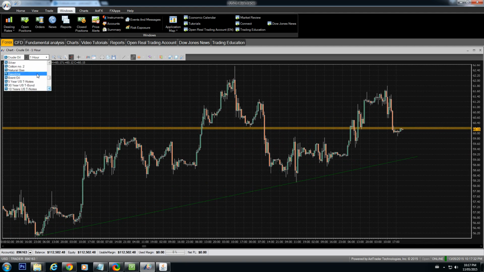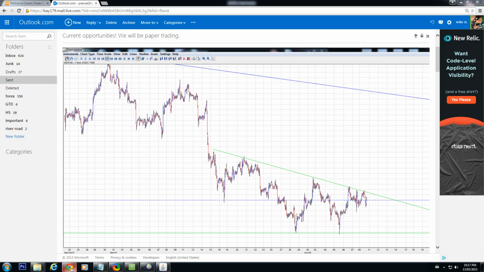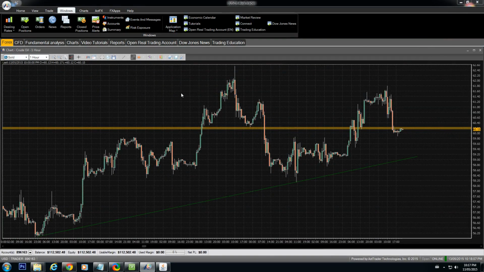My favorite to trade is gold, but it's so much more risky because each movement is large. So if you look at this, oh, what's going on here? My system's lagging. Java Trader just crashed on me.